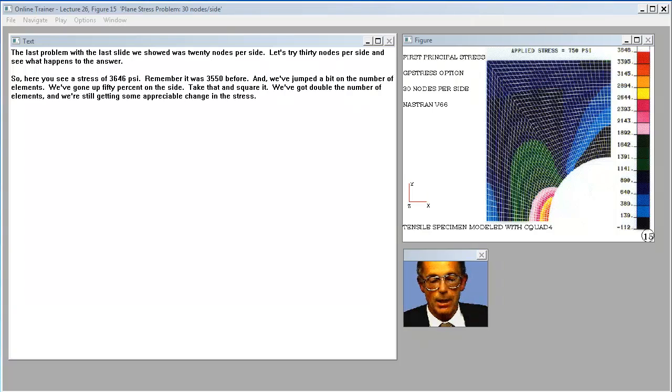The last slide we showed was 20 nodes per side. Let's try 30 nodes per side and see what happens to the answer. So here you see a stress of 3646 psi. You remember it was 3550 before, and we've jumped a bit in the number of elements. We've gone up 50% on a side. Take that and square it, we've got double the number of elements, and we're still getting some appreciable change in the stress.